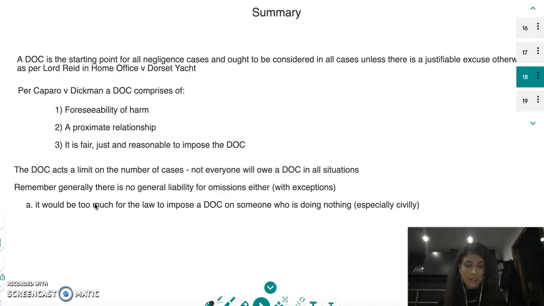It acts as a limit. It means that we won't always all owe duties of care. And in terms of omissions, it's just key to note that generally, criminally and civilly, you don't have a liability for omissions, but there are always exceptions. So that's just a summary of the duty of care and negligence, and I hope it was informative.